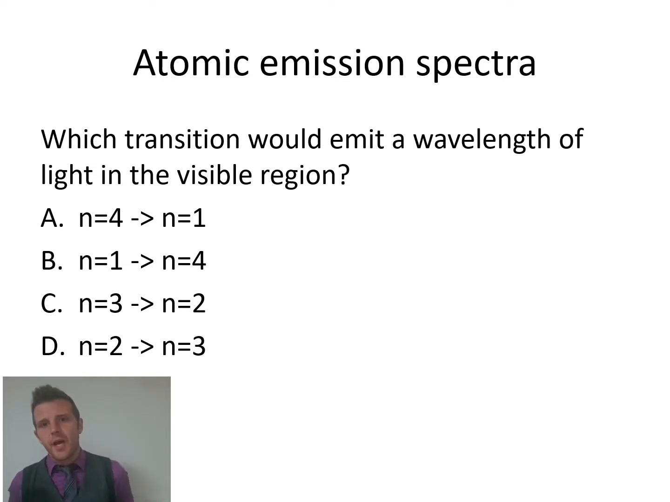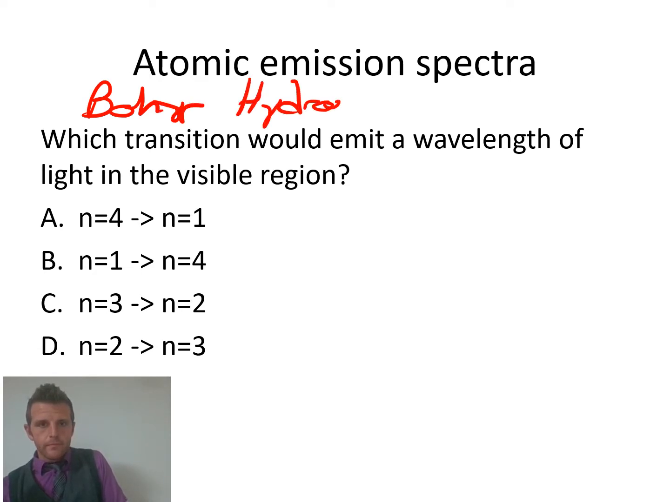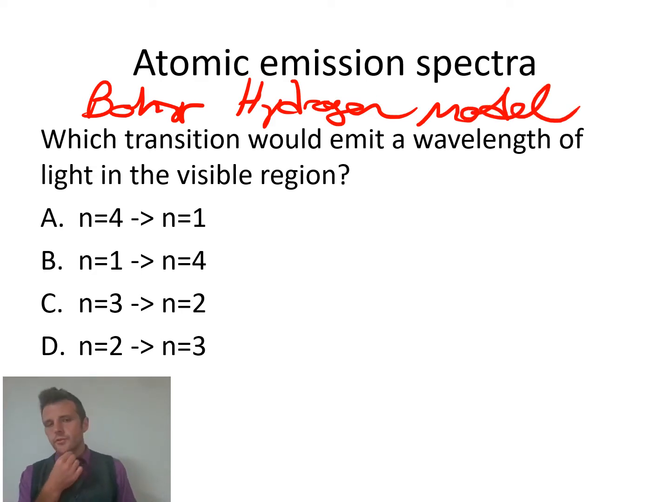Oh, here we go. Atomic emission spectra. Which transition would emit a wavelength of light in the visible region? This is a pretty poor question because they would have to specify with the Bohr hydrogen model. Excuse the poor handwriting. I'm just being nitpicky with the question right now.